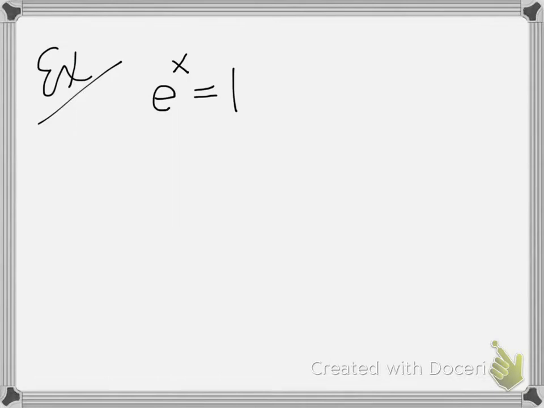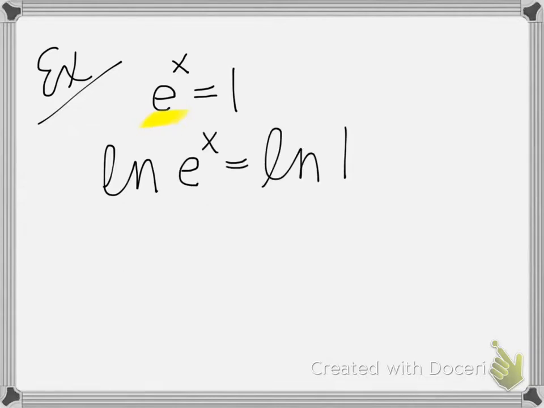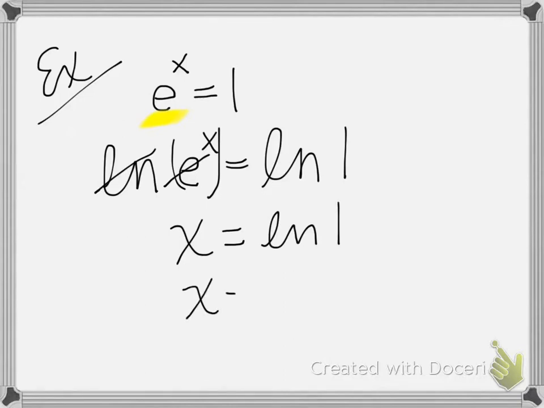If I have e to the x equals 1, I need to get rid of e so that I can get x by itself. To get rid of e, I'm going to do ln on both sides of the equation. ln of e to the x equals ln of 1. Now because ln and e are inverses of each other, x is all that's left. So x equals ln 1. And you can use your calculator to solve this, but ln of 1 is just 0. So in this equation, x equals 0.